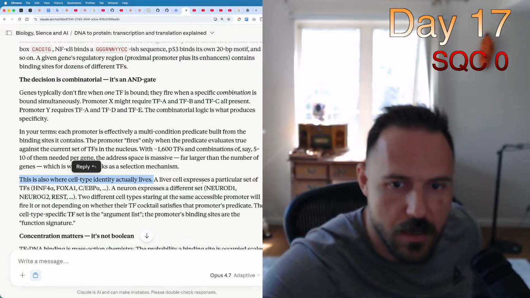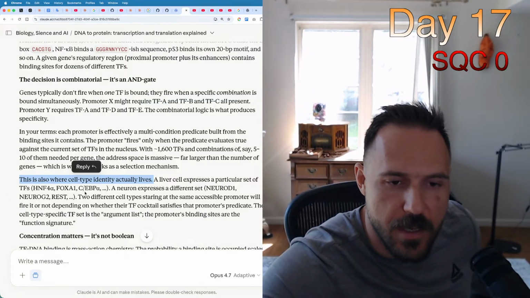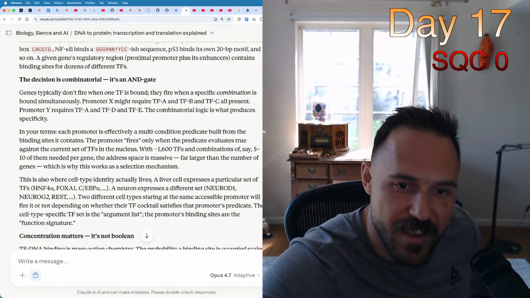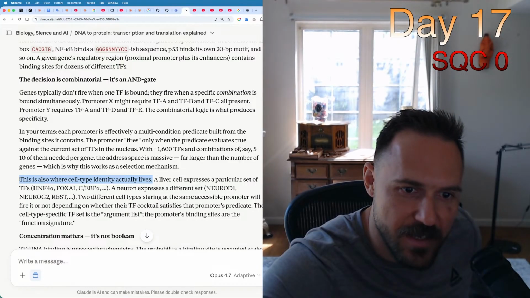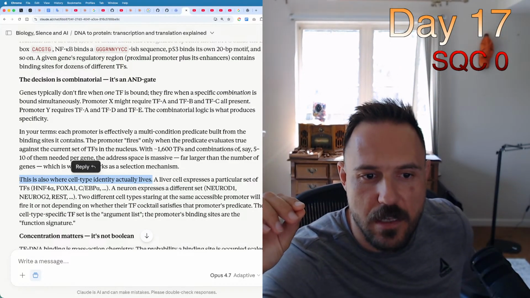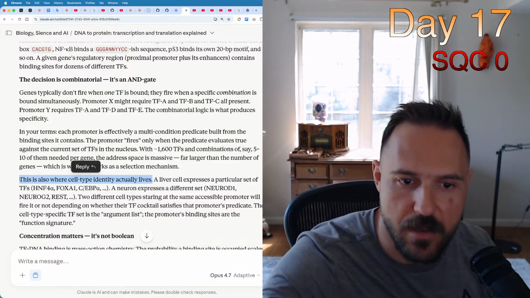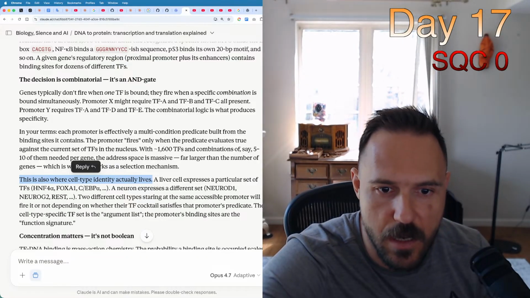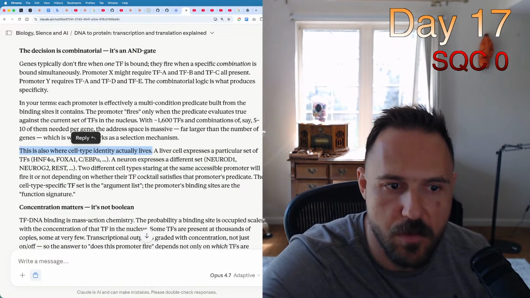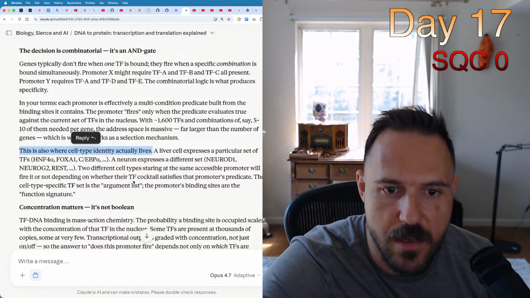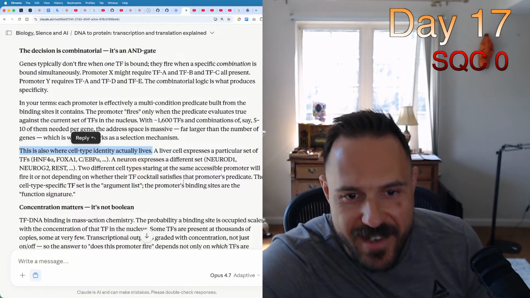It's also where the cell identity actually lives. A liver cell expresses particular sets of TFs. Yes, I know that's where the cell identity is. It's not like I don't know. That's what I was suspecting. A neuron expresses a different set. Two different cell types starting at the same accessible promoter will fire it or not, depending on whether the TF is present. Yes.